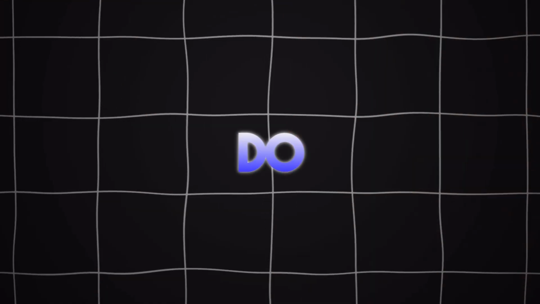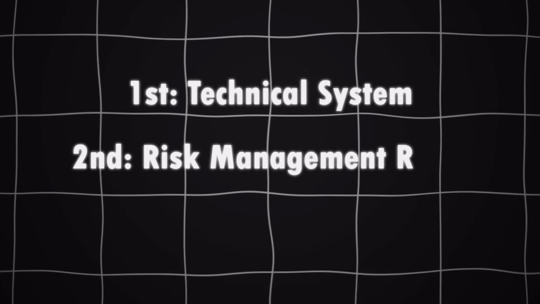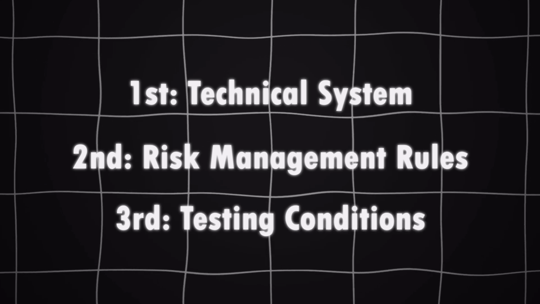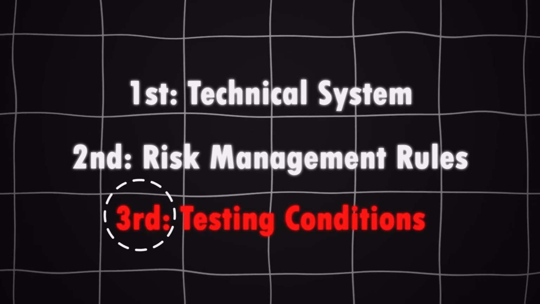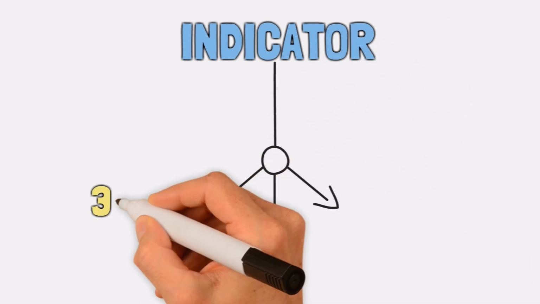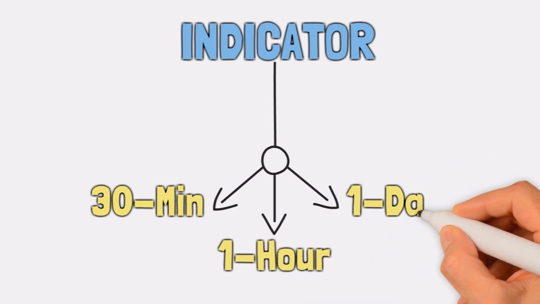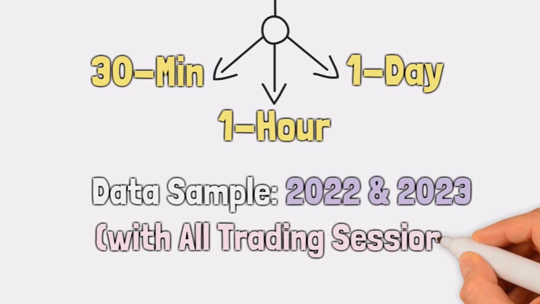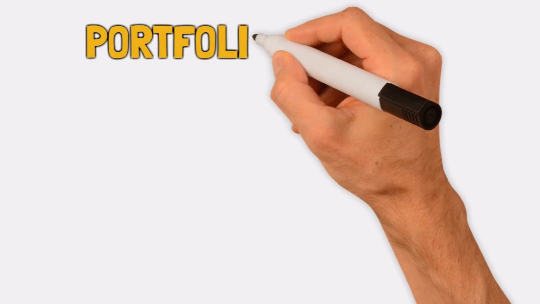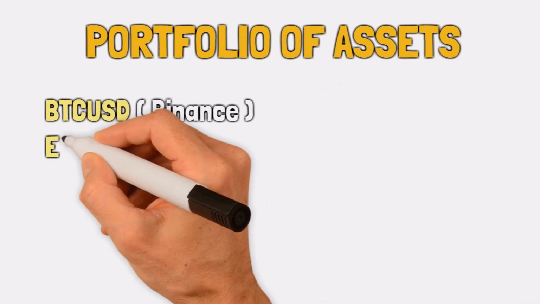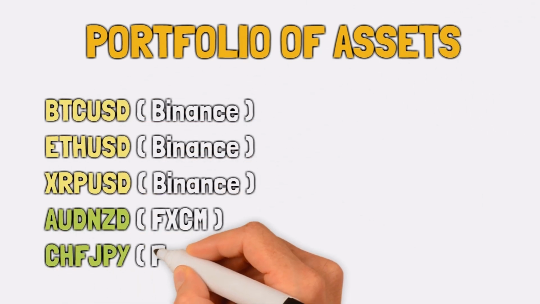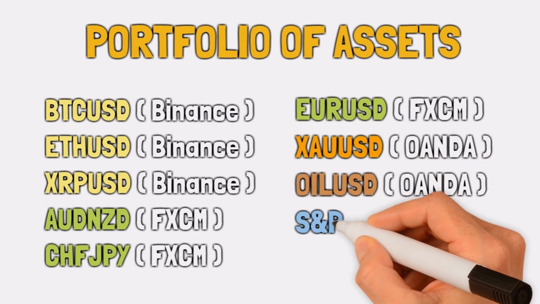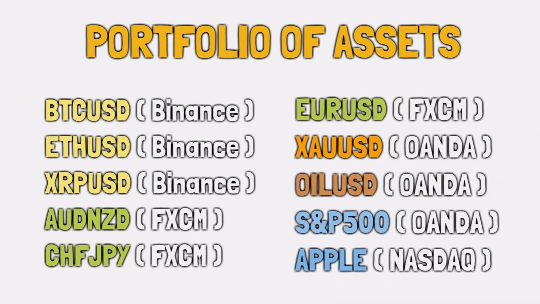But of course, to discover if this indicator is really profitable or not, we will need to backtest it. To do this, we need three things. First, the technical system, second, the risk management rules, and third, the testing conditions. Regarding this last step, we'll backtest the Bollinger Bands Breakout Oscillator on the 30-minute, 1 hour and daily timeframes using data from 2022 and 2023 across a diverse asset portfolio: Bitcoin, Ethereum, XRP, 3 currency pairs, gold, oil, the S&P 500 index and the Apple stock.